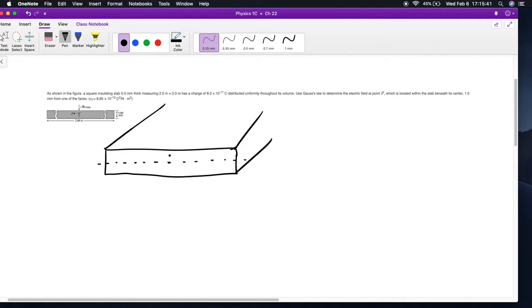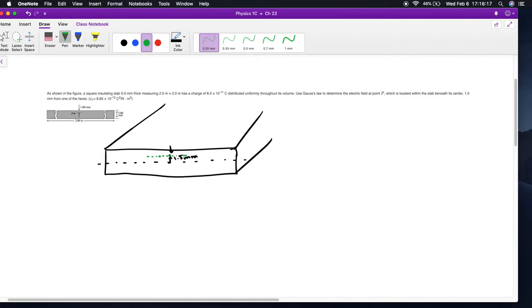So point P is 1 millimeter below the surface. So it's 1 millimeter here, 1 millimeter downwards, meaning that it has to be 1.5 millimeters from the center, because 1 millimeter plus 1.5 millimeters is equal to 2.5 millimeters, which is half of 5 millimeters. So it is 1.5 millimeters from the center. And we want our Gaussian surface to just touch the point on one of its edges.